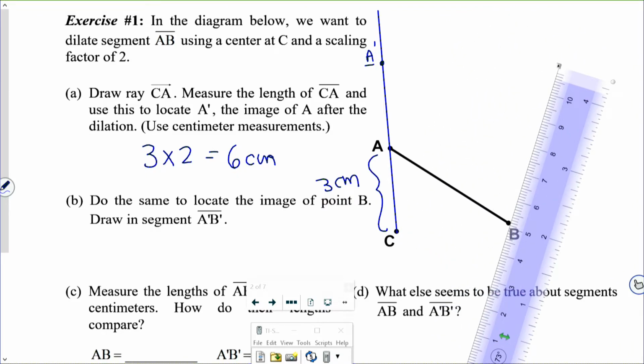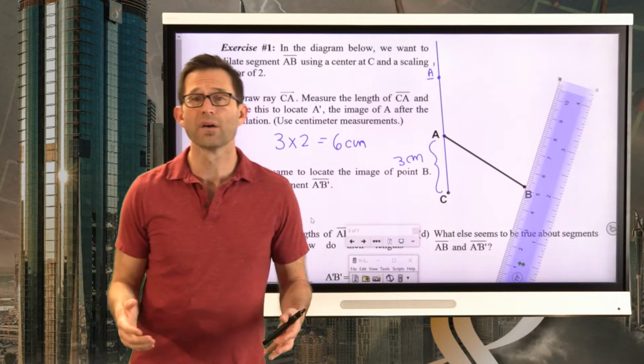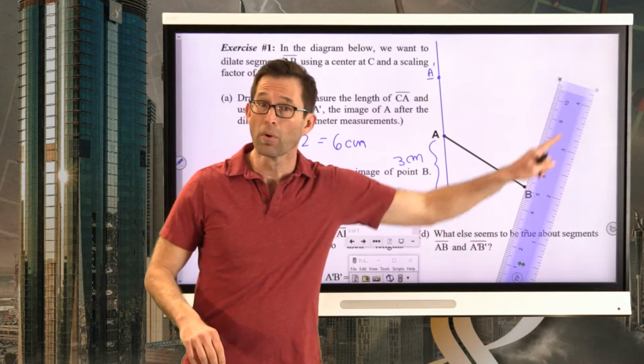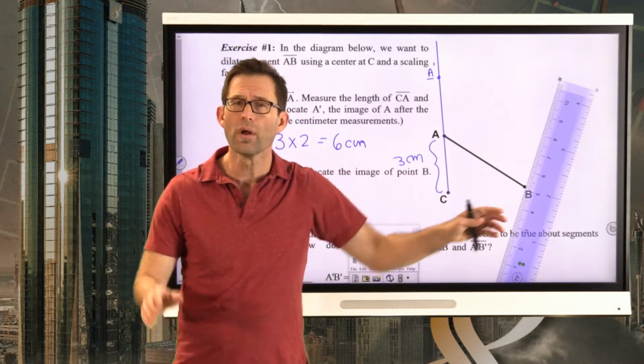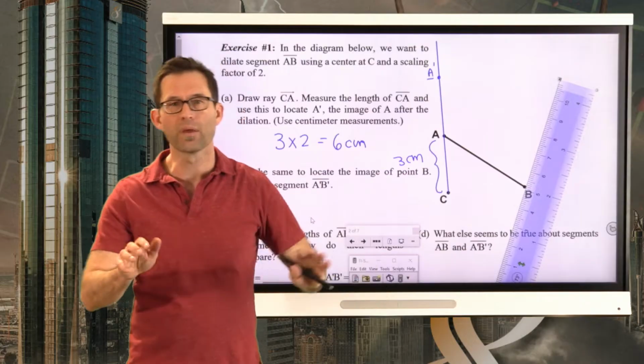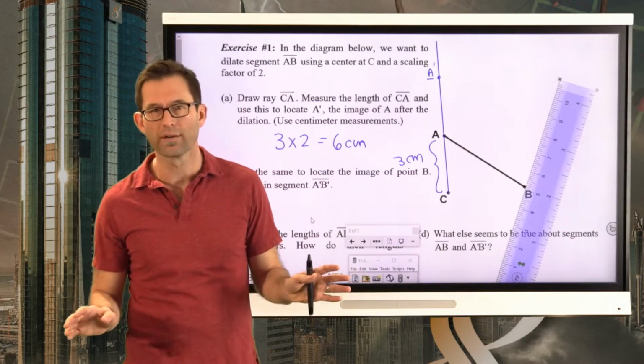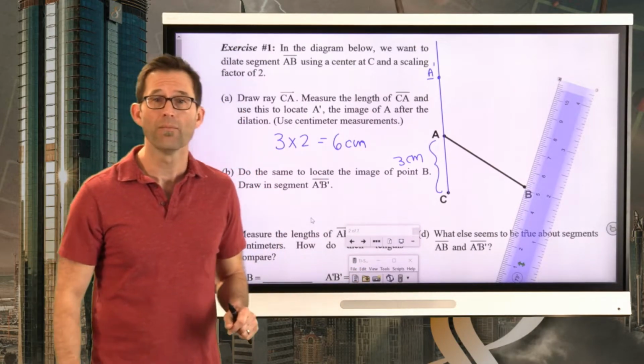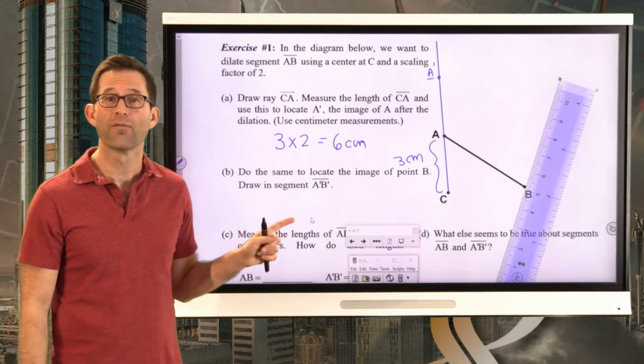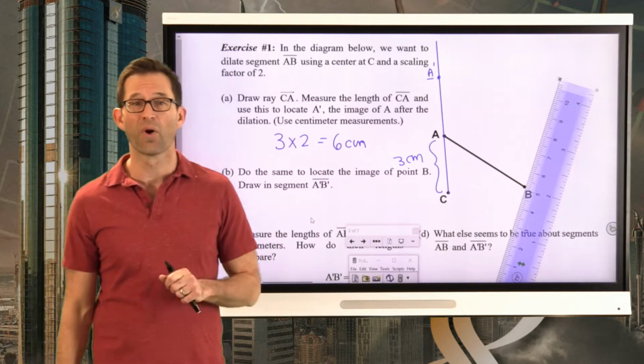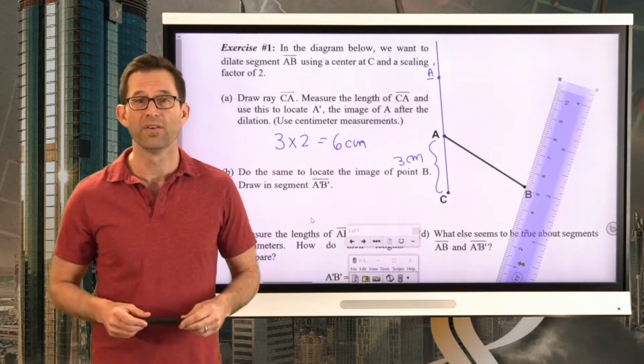Now, again, what this relies on, of course, is having sort of a number line in the form of a ruler that we can rotate and put in any direction that we want. What I'd like you to do now is do the same thing for point B in part B. Why don't you go ahead and do that?